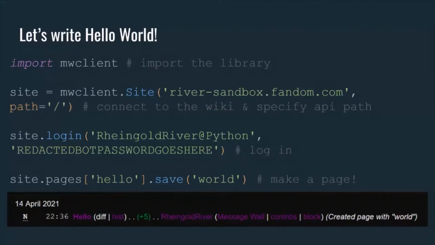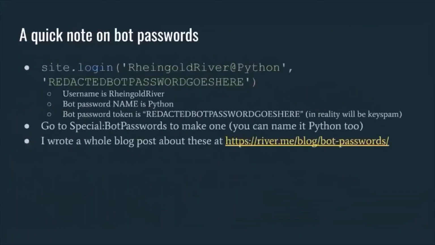So you import the library and then you set up the URL with the API path. You don't put HTTPS, it defaults to HTTPS, and if it's not, then there's another line where you specify that it's not HTTPS. And then you log in. So basically there's 3 lines of setup, and after you set it up, you just write 1 line of code, which is site.pages hello.save world. And then you can see that we created a page called hello with the content world. So we wrote hello world, yay.